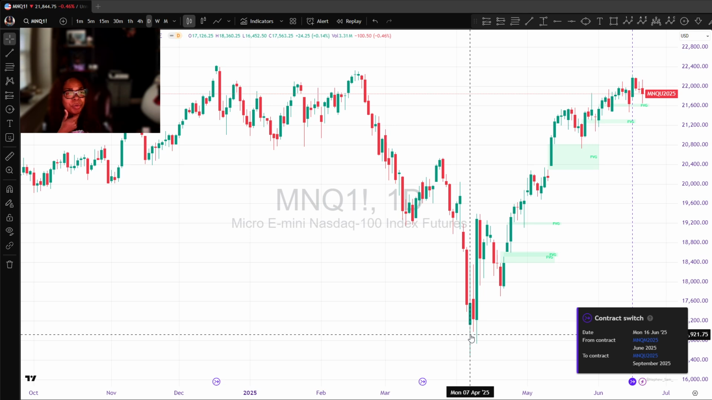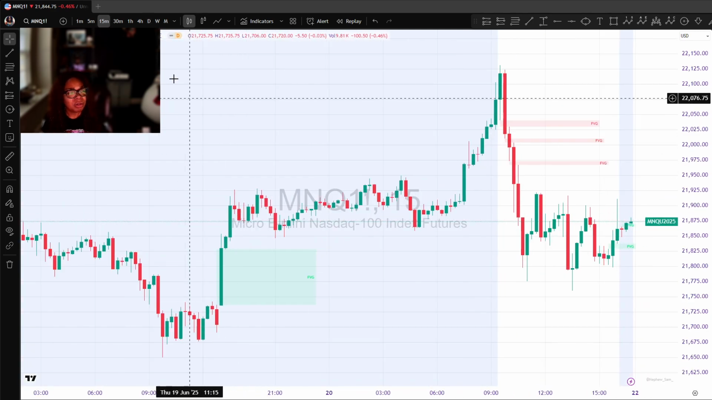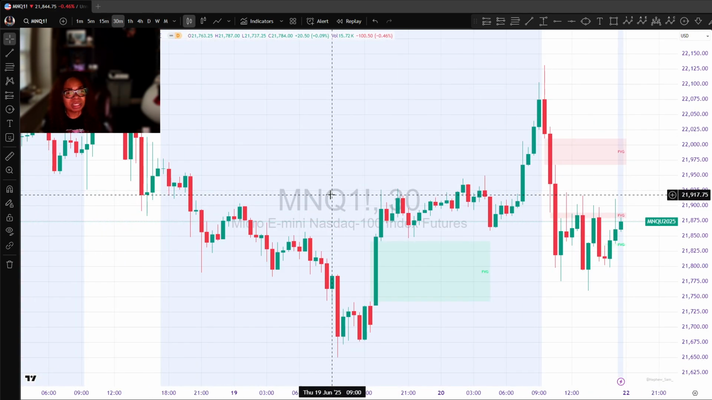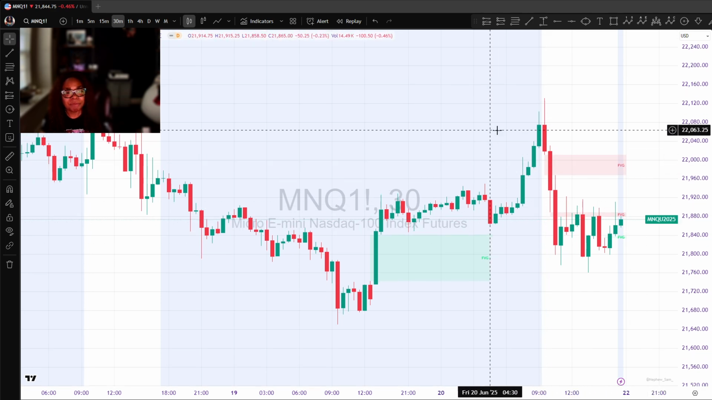When the market opened, we had a little bit of volume, enough to push for about a couple hours, and then it just kind of faded off and just did a little ranging thing for the rest of yesterday. So if you can see down here on the 15-minute time frame with that ranging, we have some fair value gaps that were created.